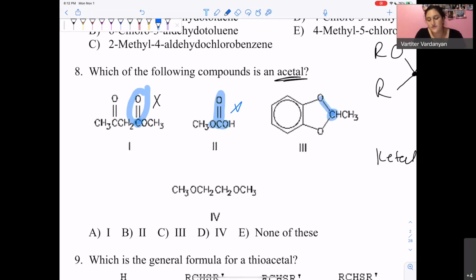This carbon is attached to one OR, two OR, one CH3, and one H. So this checks out. And then here, in the last one, this carbon has an oxygen, this carbon has an oxygen, but there's not one carbon that has two oxygens on it. So that one's out. So the answer has to be this one, which would be C.